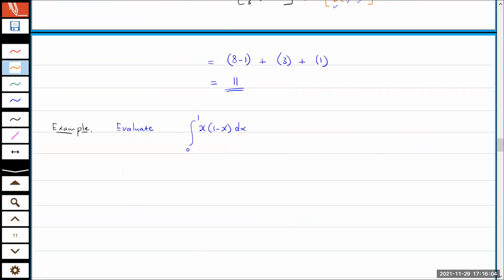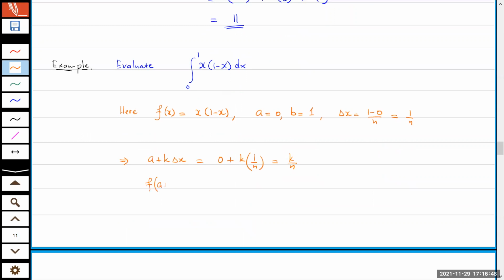Now let's quickly do this. Here, f of x equals x times (1 minus x), and a equals 0, b equals 1, which would make our delta x as (1 minus 0) divided by n, which is 1 over n. Once I have this, I calculate a plus k delta x. This would be 0 plus k times 1 over n, which is k over n.